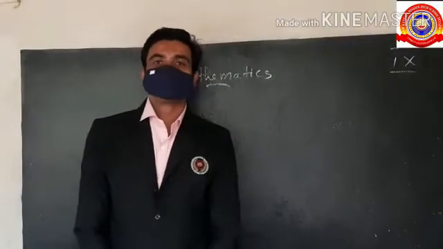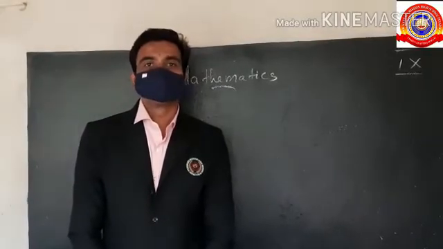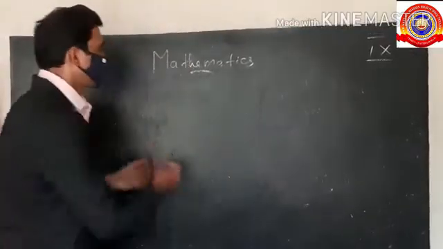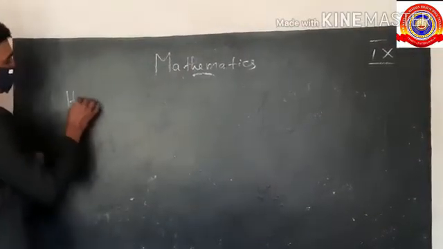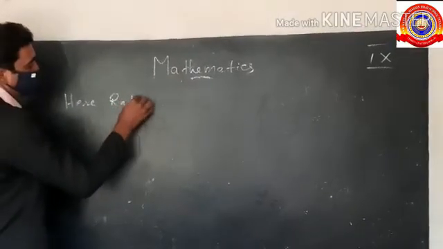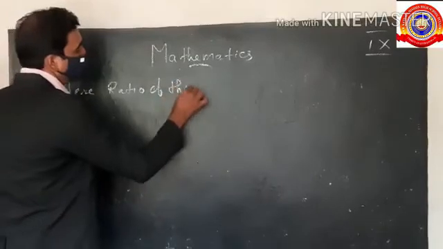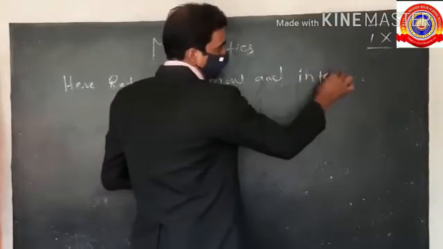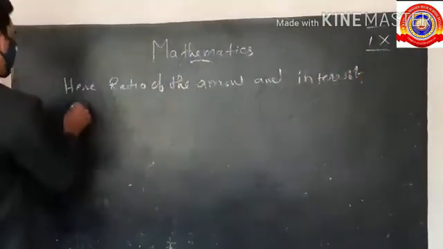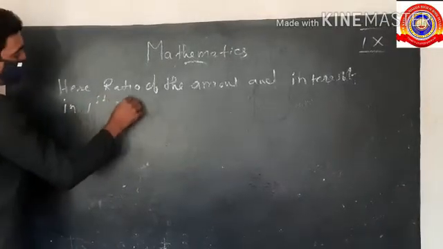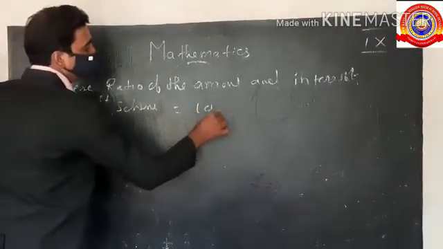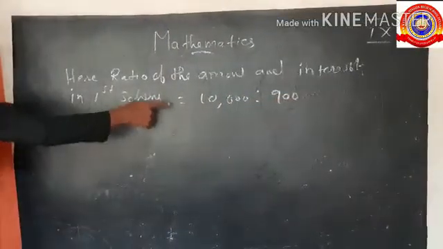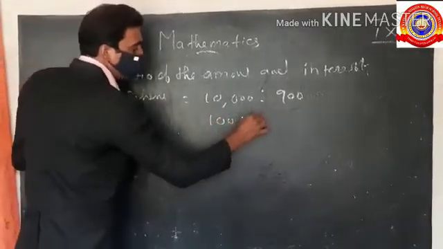Consider next sub-question. Question asks us to find out the ratio of interest to investment in both the schemes, right? Shall we move? Here, ratio of the amount and interest in first scheme is equal to 10,000 is to 900, which is equal to 100 is to 9.